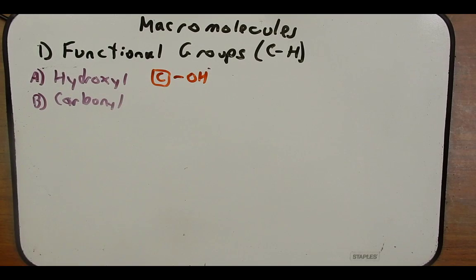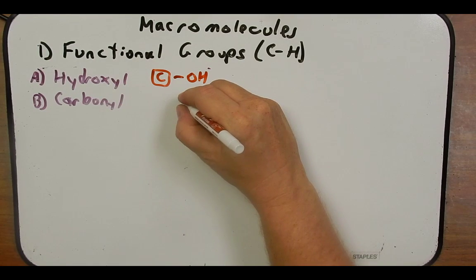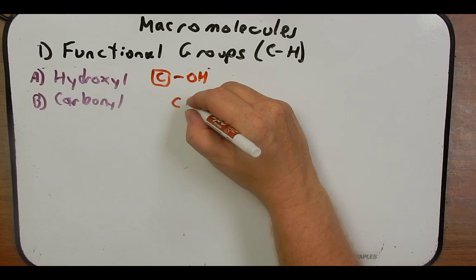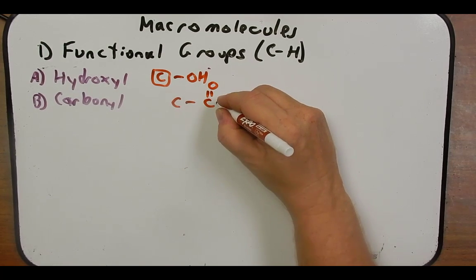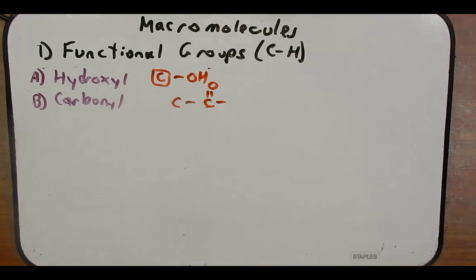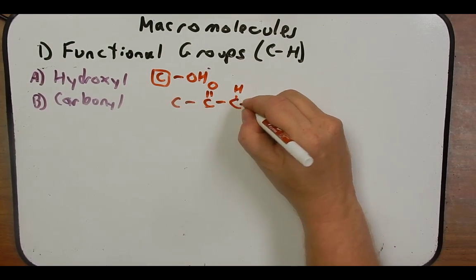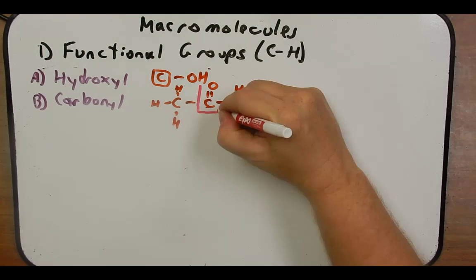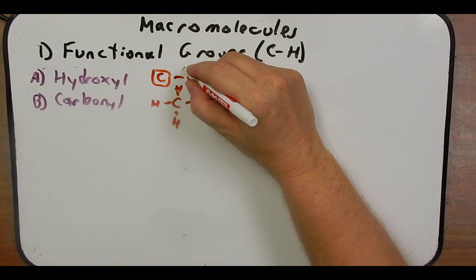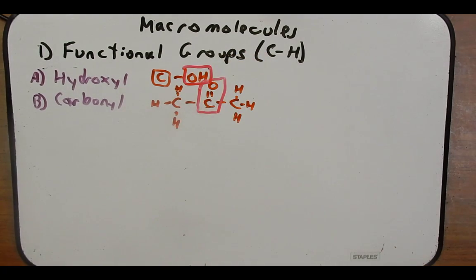A carbonyl functional group will look like so. It will have a carbon with an oxygen atom attached to it, and then a carbon. And the carbons, of course, will still have these hydrogens. So that's a carbonyl. So the thing that really defines the carbonyl here is this CO. Just like up here, the OH defines the hydroxyl.